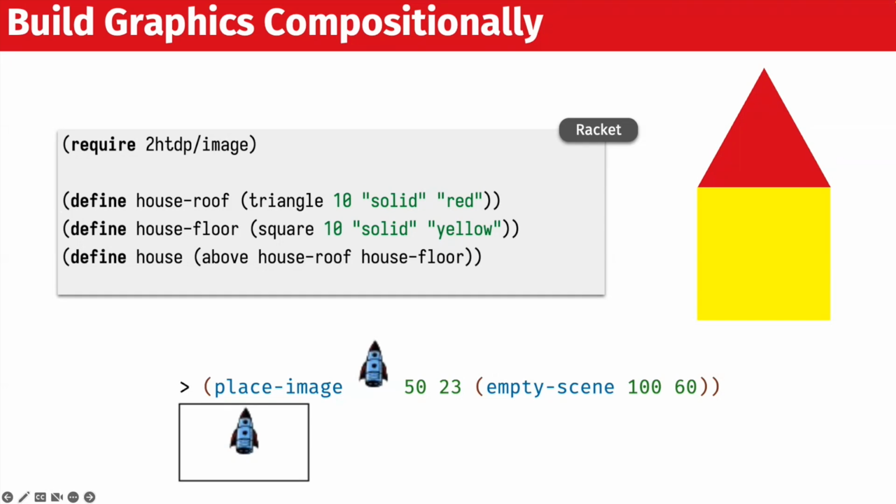And so it has, again, several functions that have to do with coordinates. Like here, you want to place this rocket at coordinates 50 and 23 on some kind of background scene. And so when students discover that they can use, again, their favorite coordinates, they tend to use coordinates everywhere, even when they could build the graphics compositionally.